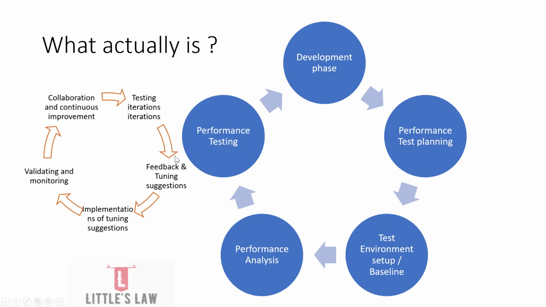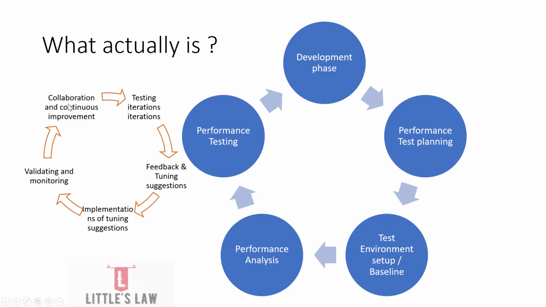So that's after the feedback suggestion. Once the feedback is given, it goes to the implementation, and once the implementation is done, the next thing is the next phase where the validation and monitoring will happen. So the performance engineering team validates the impact of tuning on system performance through testing. The performance engineering team will validate how well the tuning has been done, and the development team again will monitor the system in production and report any performance issues.